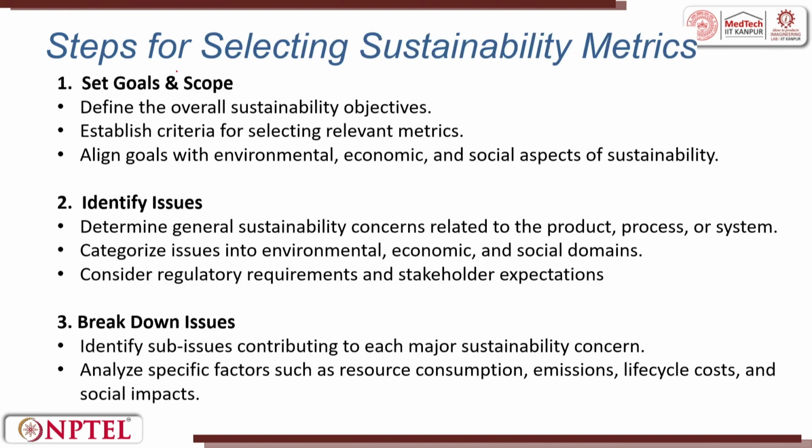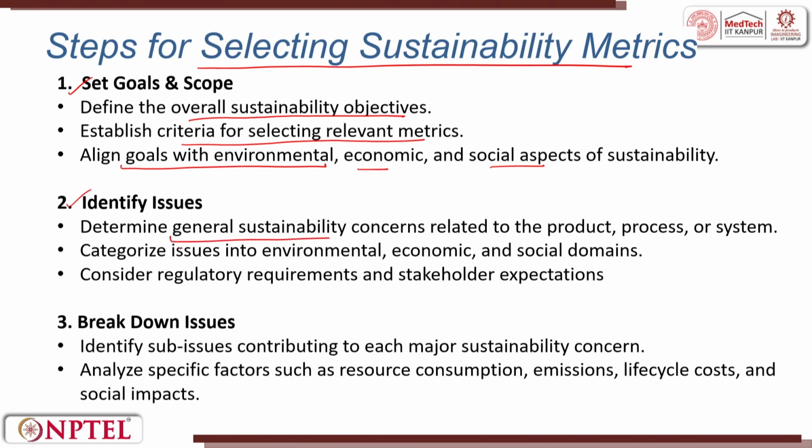First is steps for selecting sustainability metrics. First, select or set the goal and scope. Similarly, we have to define the overall sustainability objectives, establish criteria for selecting relevant metrics, then align goals with environmental, economic, or social aspects, what we are going to study. Identify the issues under study, that is, determine the general sustainability concerns related to the product, process, or system. Categorize issues into the environmental, economic, and social domains. Consider regulatory requirements and stakeholder expectations.